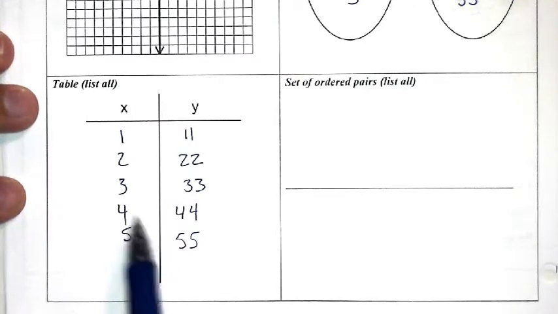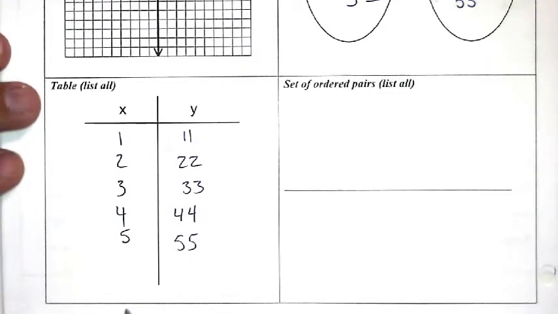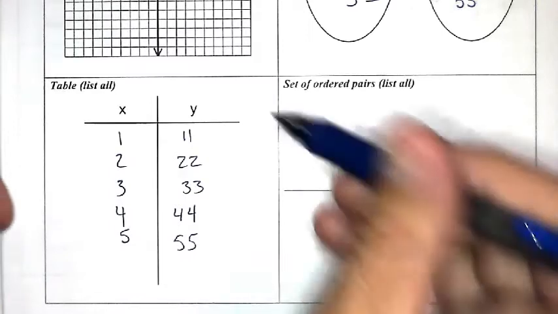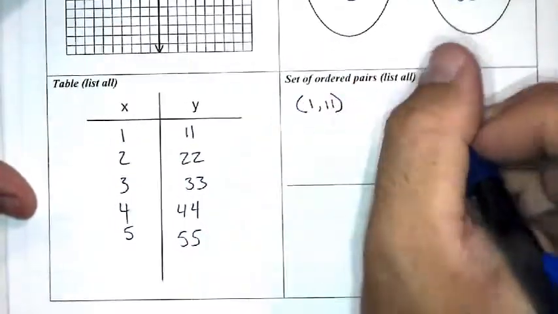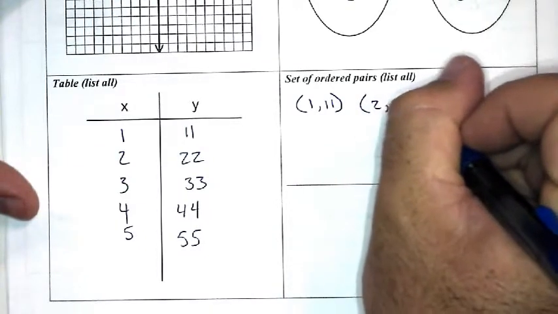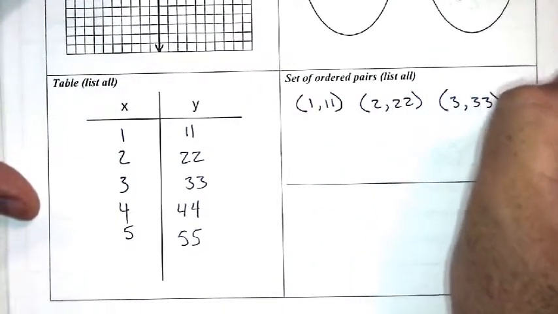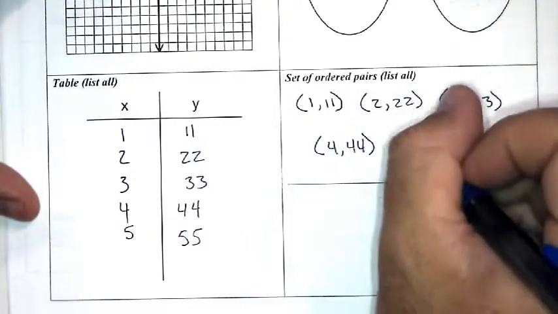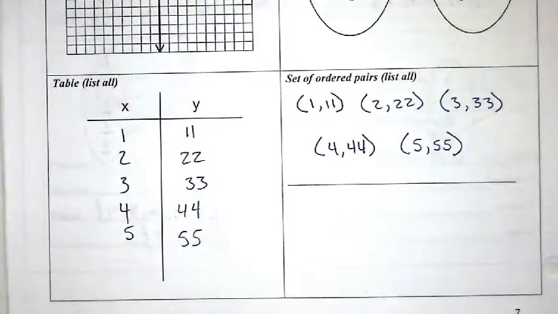So to go from a table to a set of ordered pairs, I just get rid of the table. And I write it in parentheses. Mind-blowing things happening here. Mind-blowing things. Mind explosion.